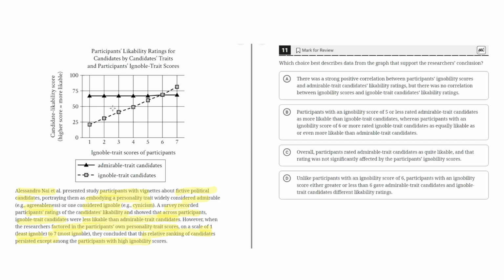So looking at this graph, we can clearly see that for the ignoble trait candidates, the candidate likability is definitely lower for the ignoble trait score participants when they're lower. So whenever these are low, like 1 through 5, the candidate likability is less than the admirable trait candidates. The admirable trait candidates had a flat candidate likability throughout the ignoble trait scores of participants.